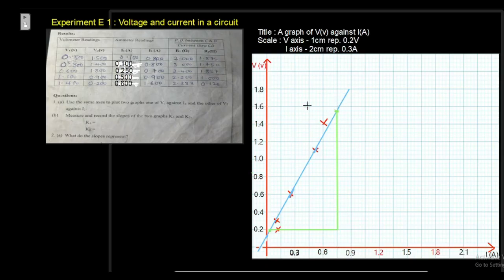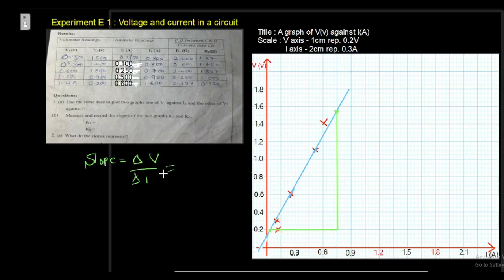So the slope has a formula. Mathematically, slope is equal to change in vertical. Our vertical is potential difference, the V axis, so change in V, all over our horizontal, which is I, the current, so change in I. Slope is change in V over change in I.